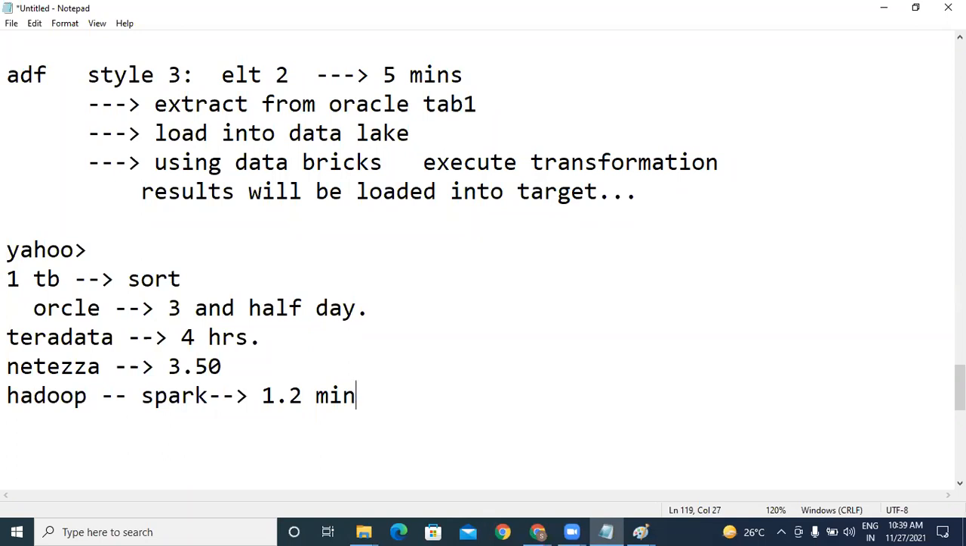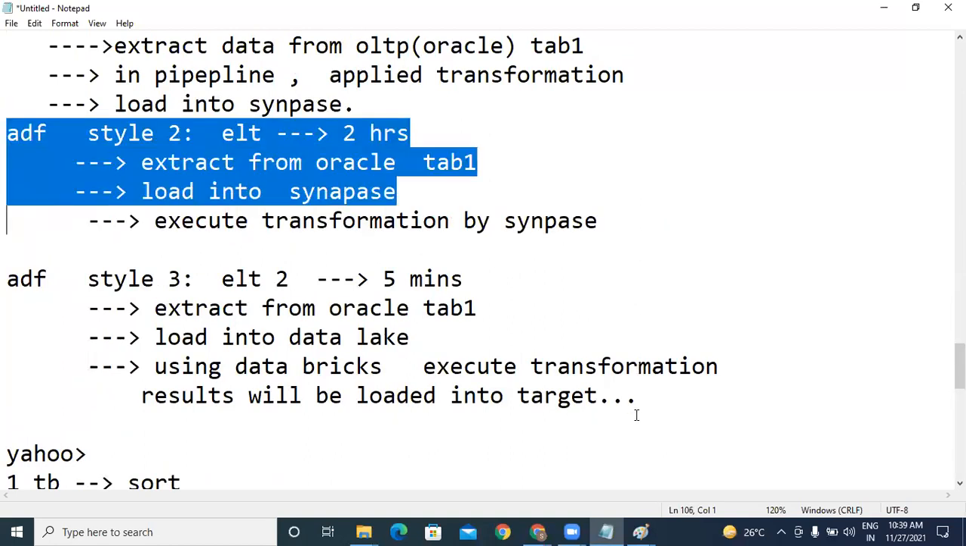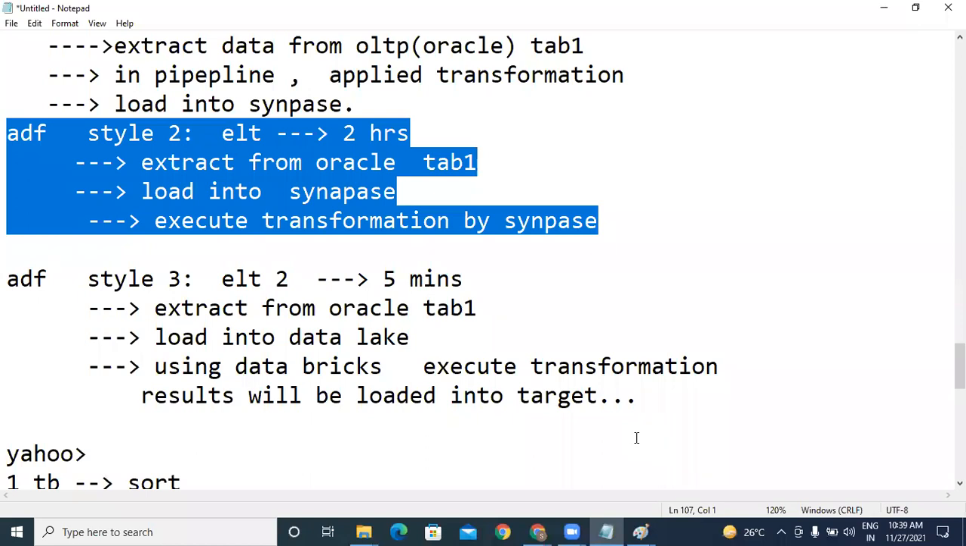Got the point? Generally, I can be satisfied with the second style. Got it? But in some cases, an emergency is required. That means speed processing is required. Suppose based on my results output, after 5 minutes, you are going to take a decision about your investment.